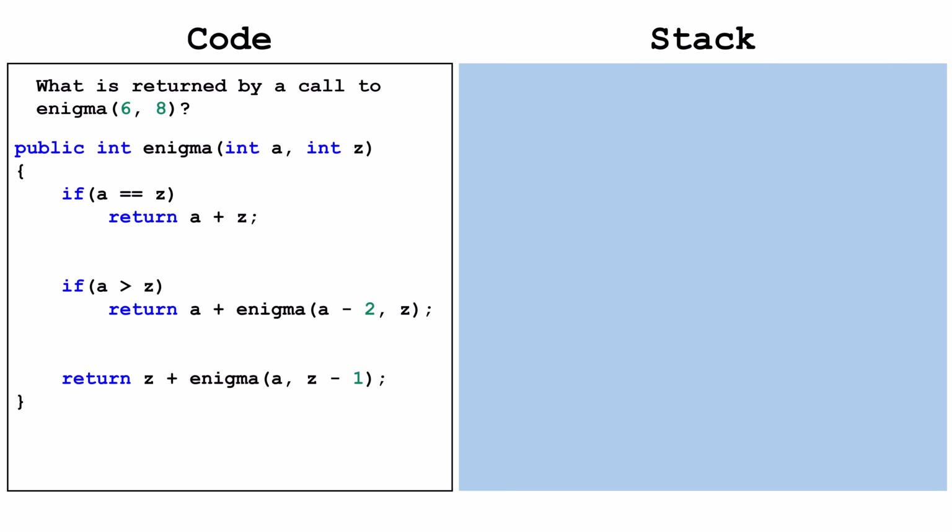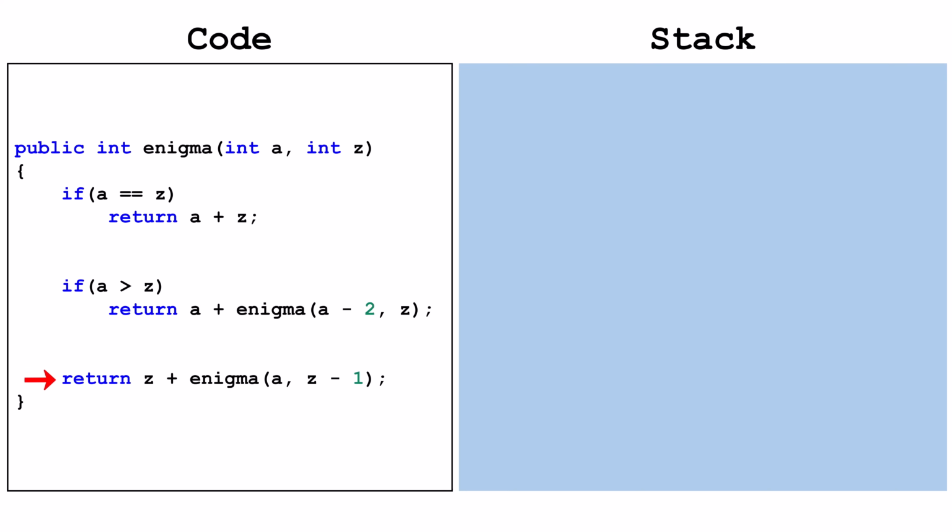Let's look at this recursive problem. If you want, you can pause the video and solve it. The method enigma has int parameters a and z. If a and z are equal, we hit a base case and return a plus z. If a is greater than z, we get a recursive case and return a plus whatever is returned by a call to enigma that passes a minus 2 and z.